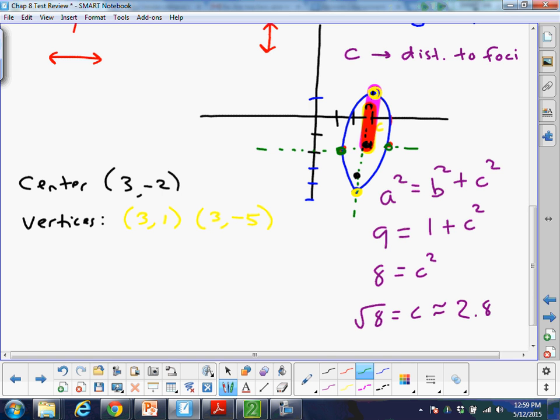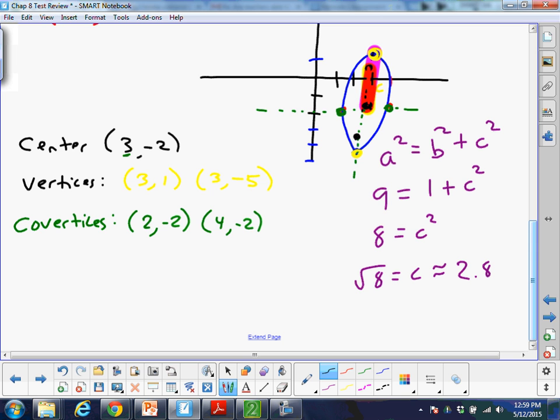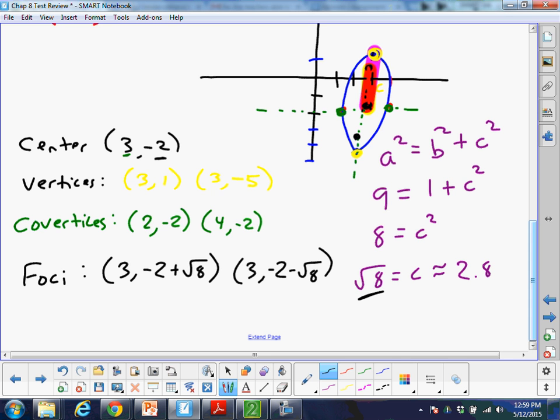We had co-vertices over here if you need those, depending on what the question's asking about. Those are from the center, adding 1 and subtracting 1 from the x value. So 2, -2, and 4, -2. And then we just found the foci as well. The foci are on the major axis, so in the y direction, we're adding and subtracting root 8. So it was 3, and then add root 8 to the y value up from the center, and 3, -2 minus root 8. And that'd be a nice exact value.